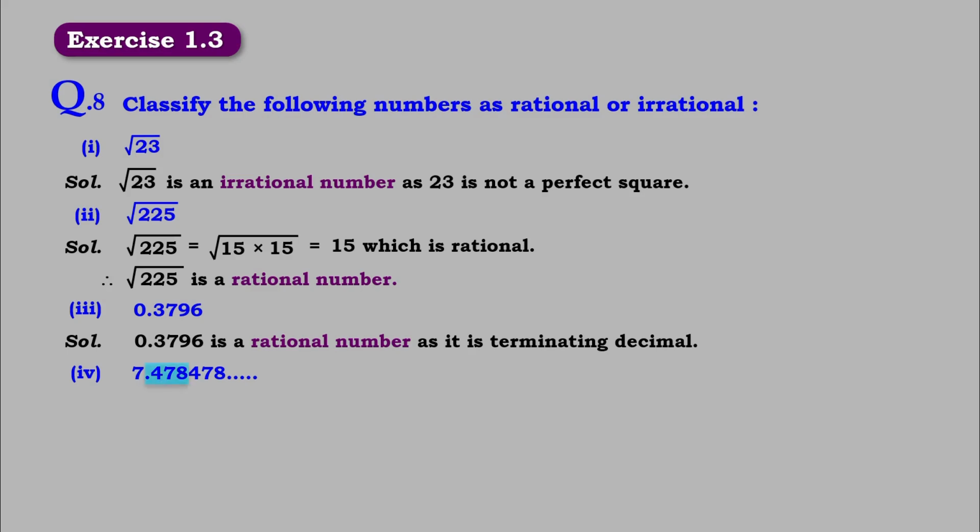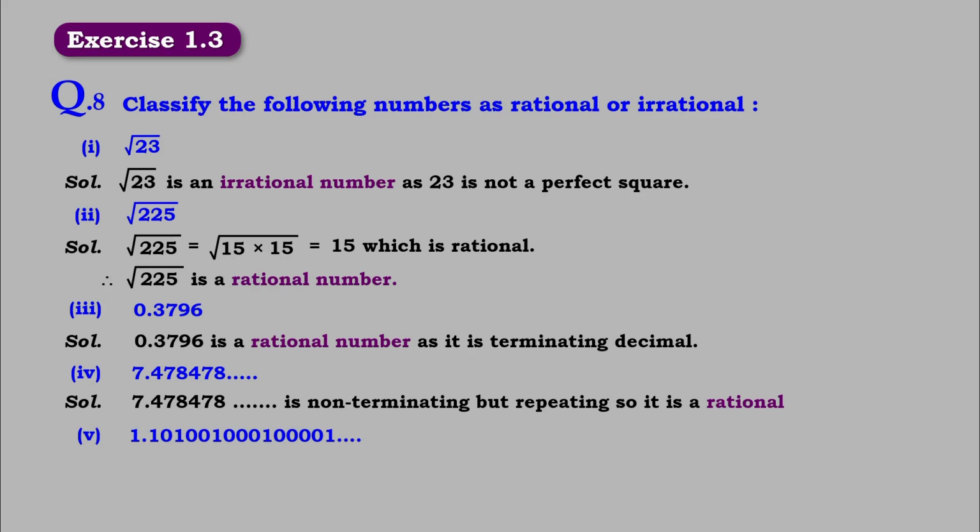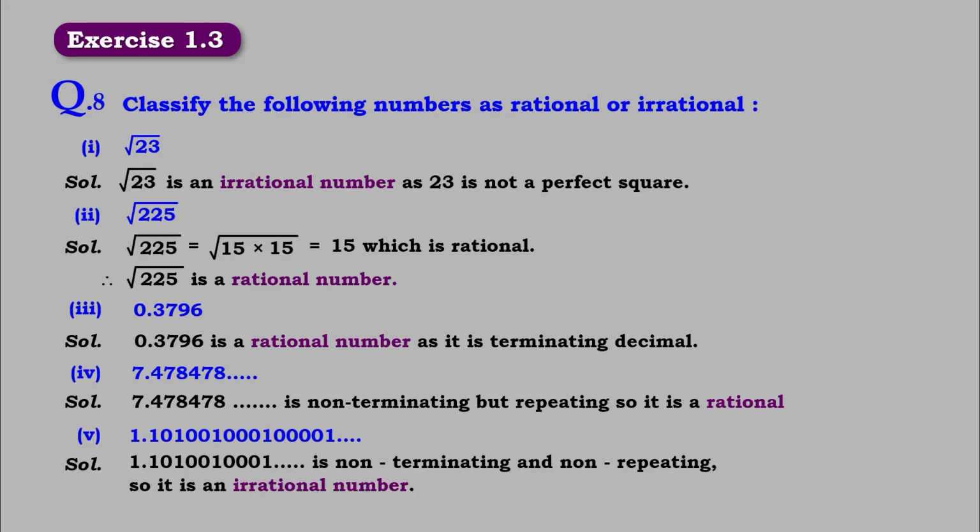7.478478... So we can see that 478 is repeating. So 7.478 is non-terminating and repeating. That's why it is a rational number. Now next comes 1.1010010001... In this case, this is non-terminating and non-repeating. If you take a look, the zeros keep on increasing, so there is no pattern. That's why it is non-repeating, and so it is an irrational number.